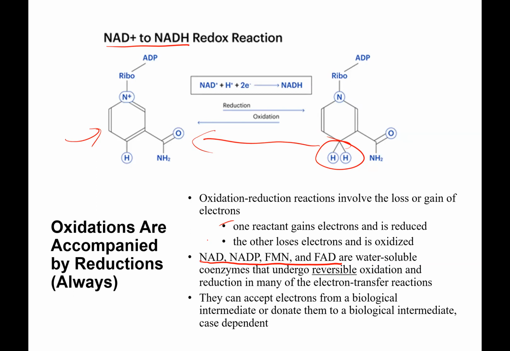So these players, to be honest, we will look at NADP in some cases, but it's really going to be NAD and FAD that are the ones we're looking at in terms of reversible oxidation states. So clearly they can accept electrons from a biological intermediate, or they can donate them to a biological intermediate, depending on the situation.